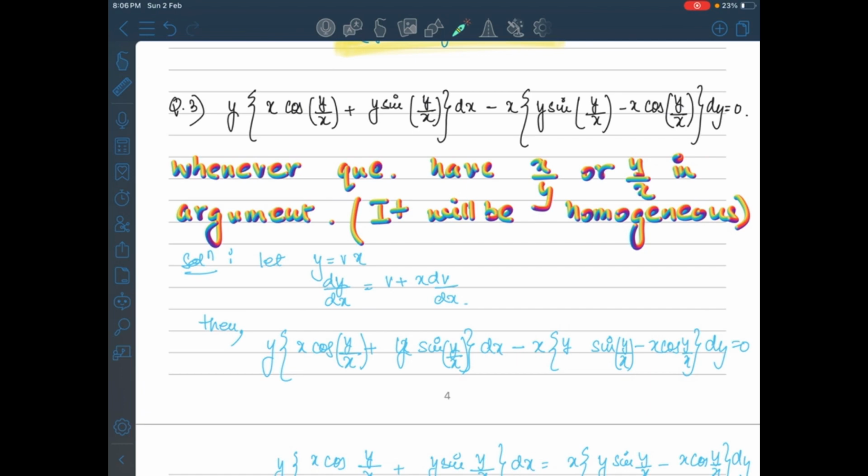Now coming to a very interesting question. By looking at this question, I have seen most of the students will skip because they will be unable to analyze which form this question comes under.